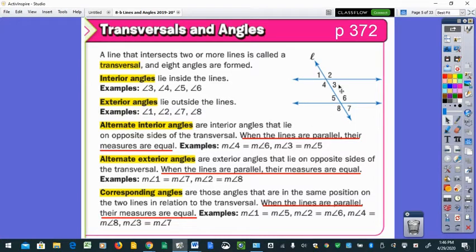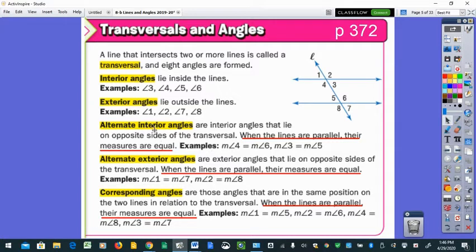So let's look at our interior angles. So we're only looking at 3, 4, 5, and 6. And if we were going to name a pair, a duo of two angles that are alternate interior, first of all, we can only look at 3, 4, 5, and 6 because they're the only interior angles. And when we say alternate, we want one on the right and one on the left. So 3 and 5 would be a pair of alternate interior angles. So would 4 and 6. And those are the only pairs of alternate interior angles in this picture.